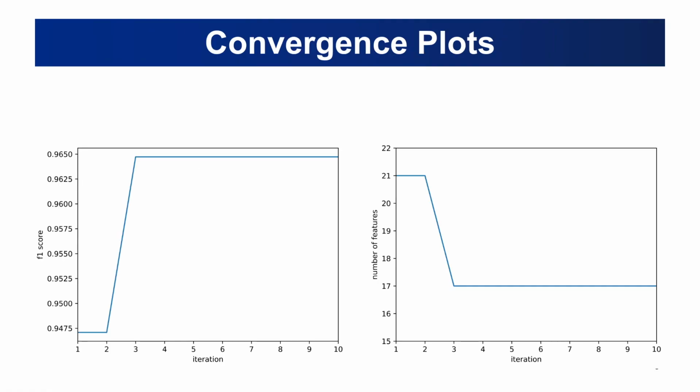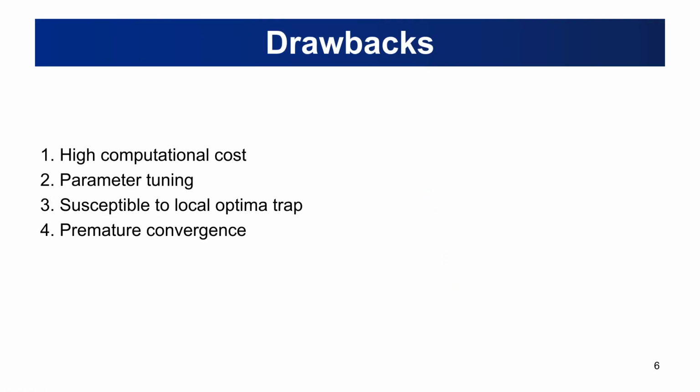Now, the PSO algorithm also has drawbacks. It's random set based. It comes with a high computational cost, because wrapper methods typically do, and that's one of the drawbacks. You also need to tune the parameters, you know, the C1, C2, inertia, and some other ones. It's also susceptible to local optima traps, and there's also the issue of premature convergence. So it's important to always improve them.